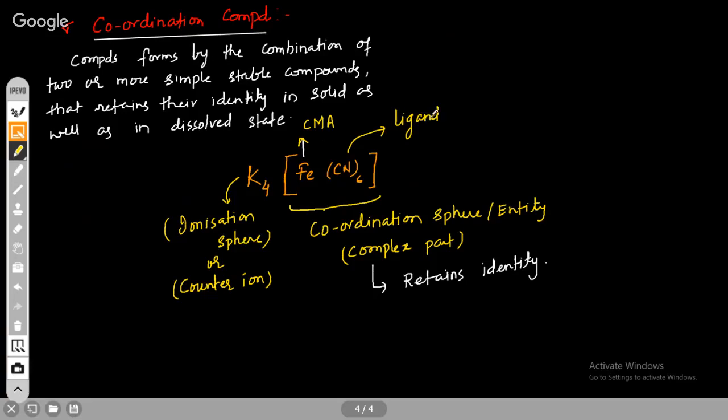What is a ligand? A ligand is an electron pair donor. Ligands are electron pair donors.